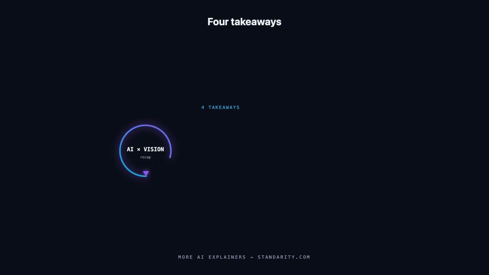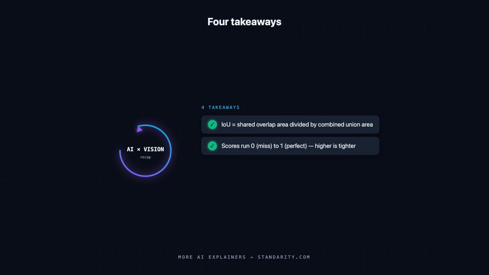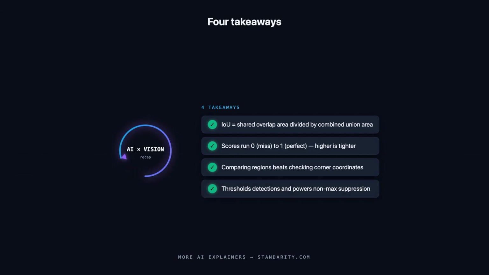Alright, let's lock in what makes IOU the workhorse metric of vision. Intersection over union measures overlap by dividing the shared area of two regions by their combined union area. Scores run from 0 for no overlap to 1 for a perfect match, so higher always means a tighter prediction. Comparing regions this way beats checking corner coordinates, which can look right while the boxes barely overlap. Beyond scoring, IOU thresholds detections and powers non-max suppression, making it the shared language of detection.